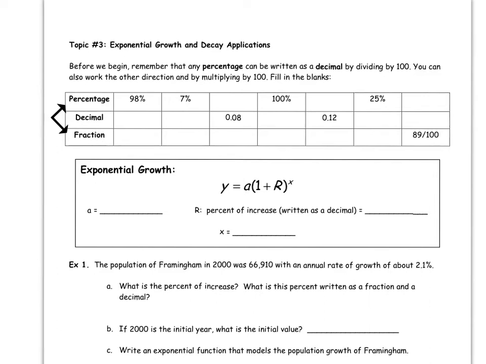Hi everyone, we're doing Unit 7B and this is Topic 3. And we should have already done Topics 1 and 2 and taken a small quiz on Topics 1 and 2, so you are prepared to start Topic 3. So Topic 3 is about exponential growth and decay, but we are doing applications.